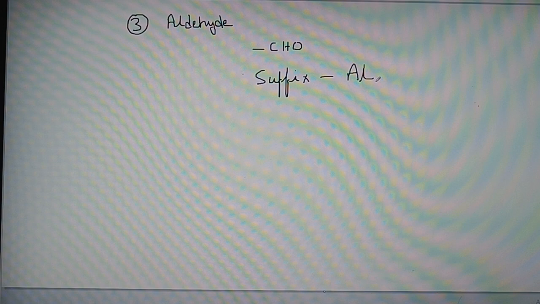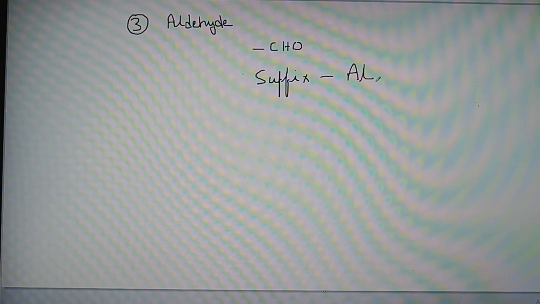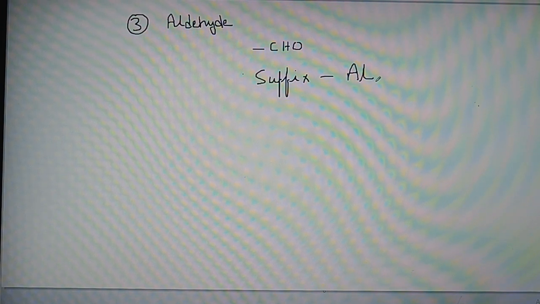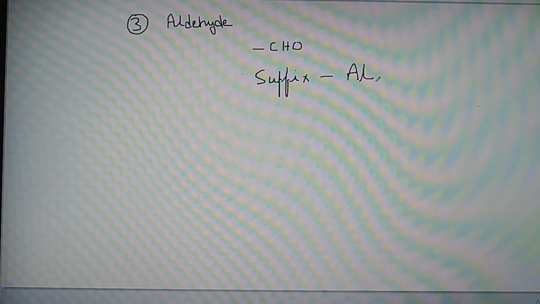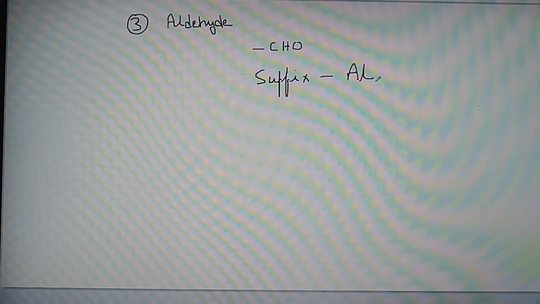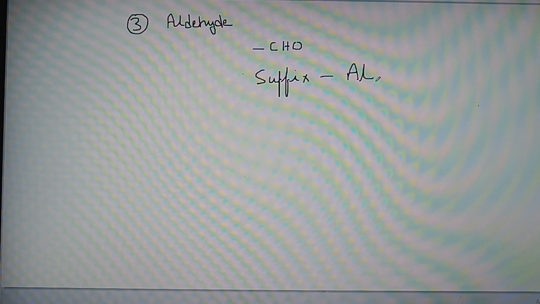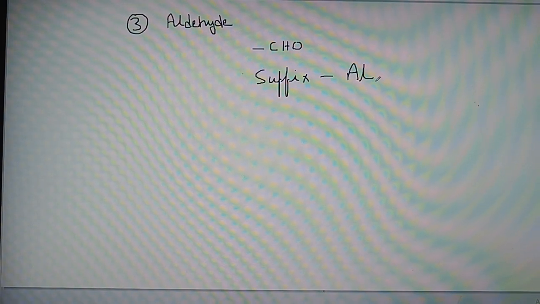Should be 18. When you divide this, that should give you 18. You can just tell me the formula. HCHO, right? There will be just one extra hydrogen. So what will be the second member then? Ethanal, right?